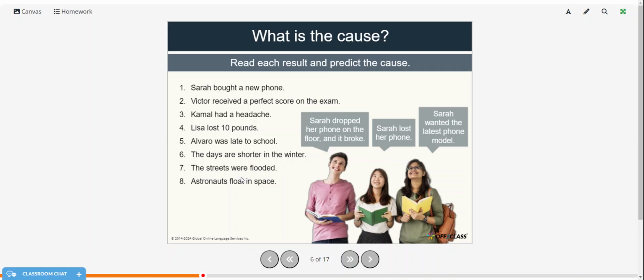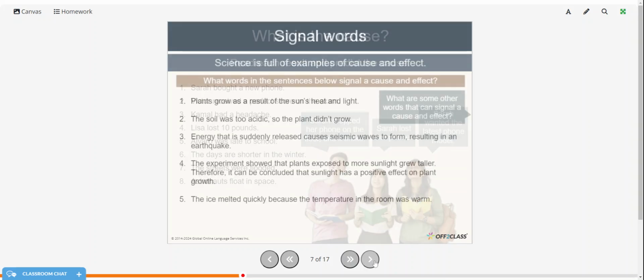The streets were flooded. The cause could be a hurricane, heavy rains, melting snow. And astronauts float in space. The cause is there's much less gravity in space than there is on Earth.